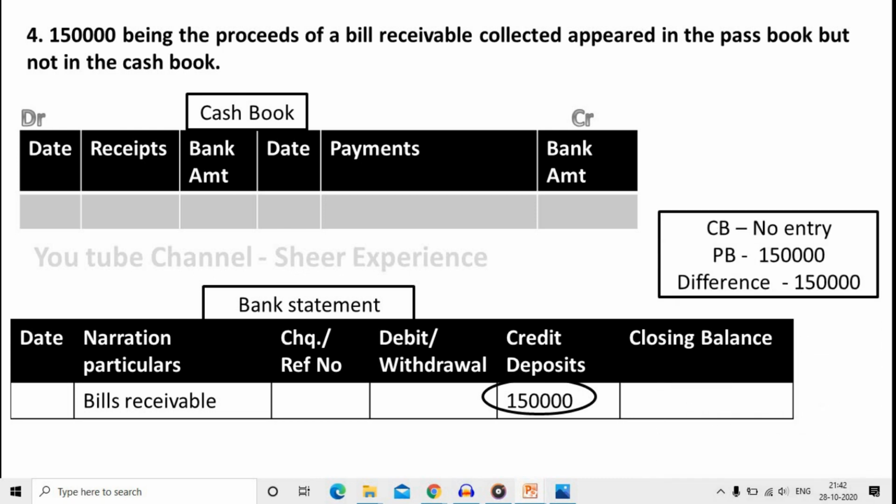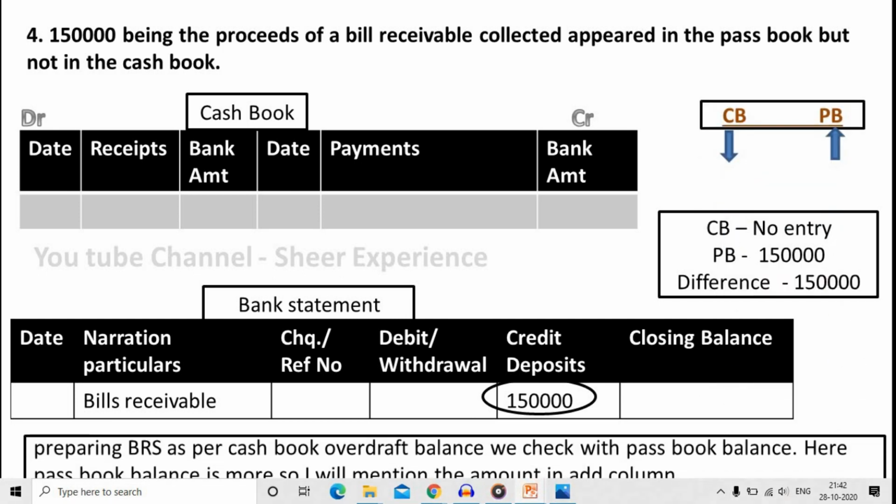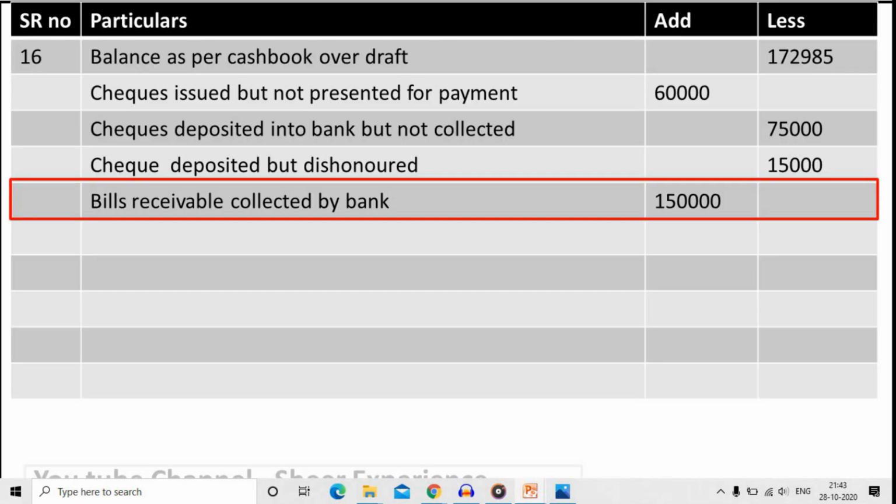So the difference between cash book and passbook is 1,50,000. Here passbook balance is more than cash book balance. So I will mention the amount in add column. So 1,50,000 in add column. In the particulars column, bills receivable collected by bank.